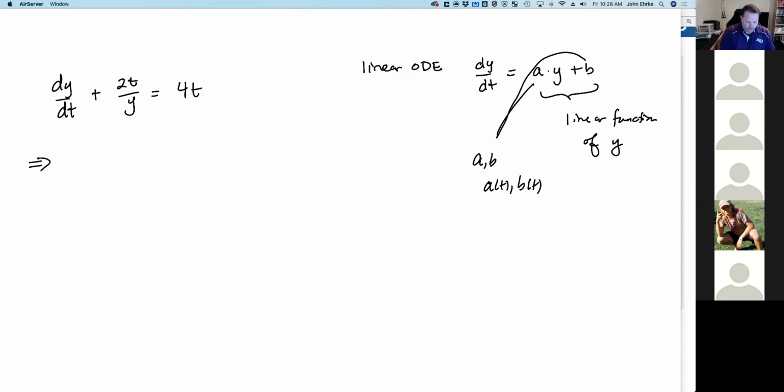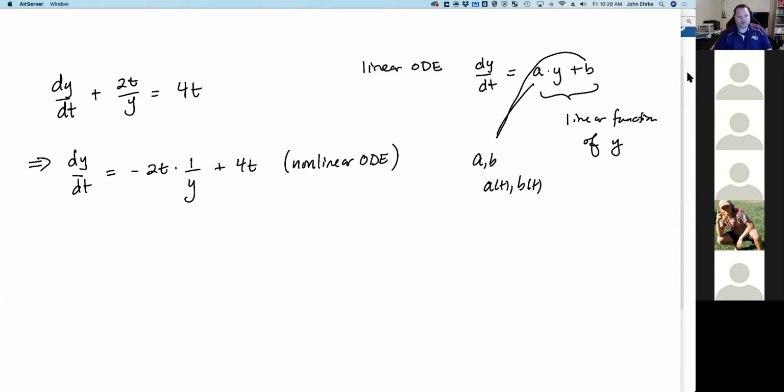So if you rearrange things here, you'll have dy/dt equals negative 2t times 1 over y plus 4t. So the question to ask here is, the function 1 over y, is that a linear function in terms of y? And the answer is no, it's nonlinear. I can't make this look like this form. So this is, in fact, a nonlinear ODE.